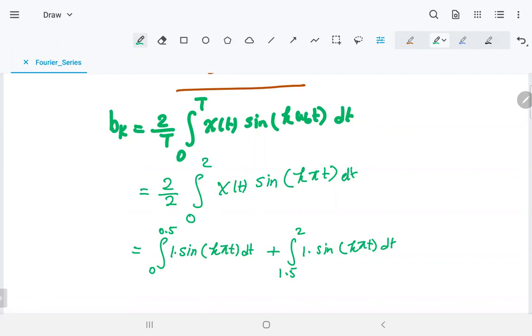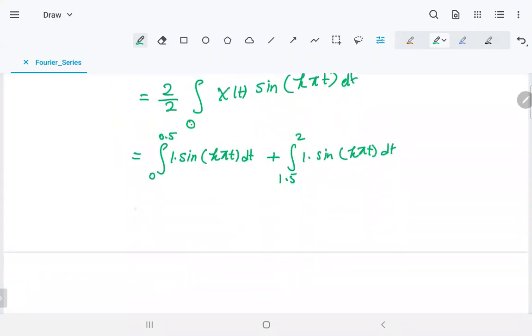Okay. So why am I skipping from 0.5 to 1.5? I integrated from 0 to 2, but now I skip from 0.5 to 1.5. I skip this because there's no value there. It's 0. Okay. Now, let's integrate sine.